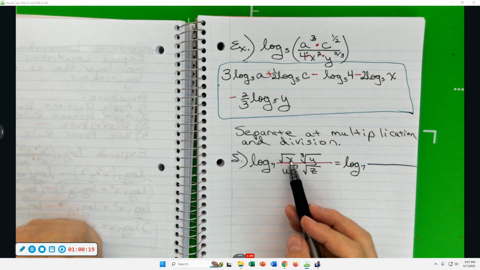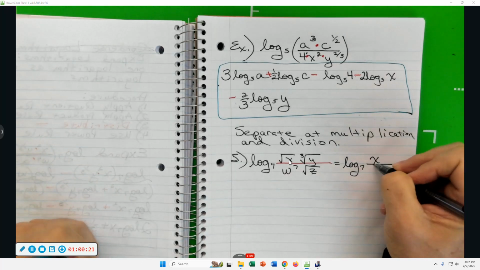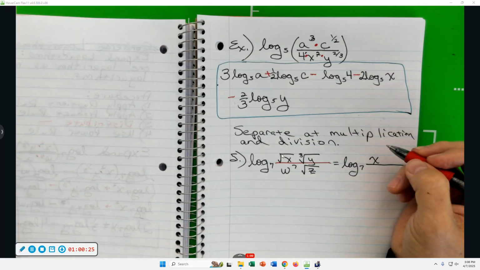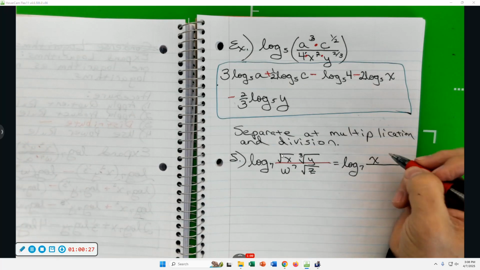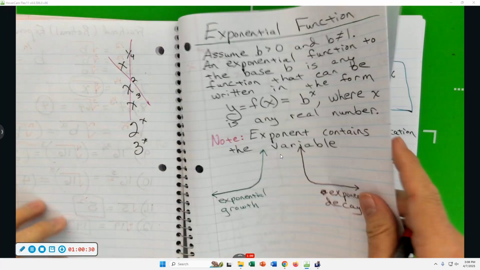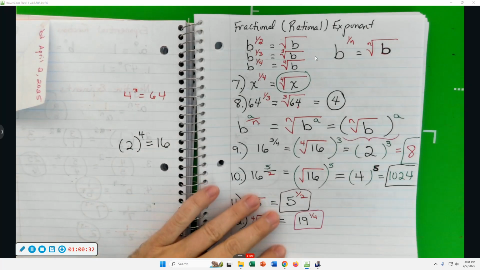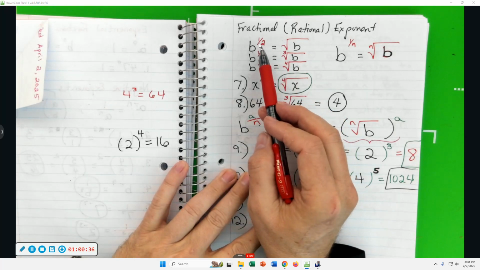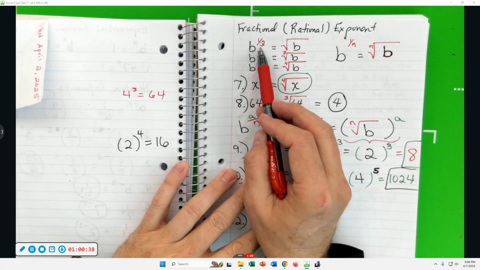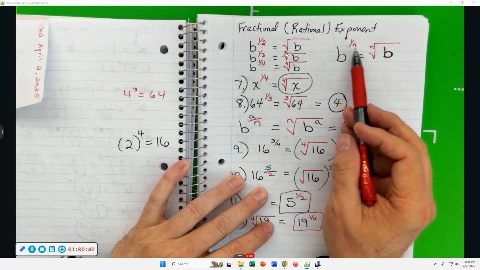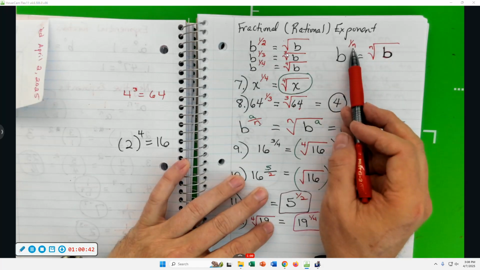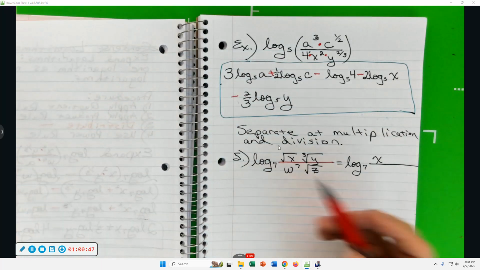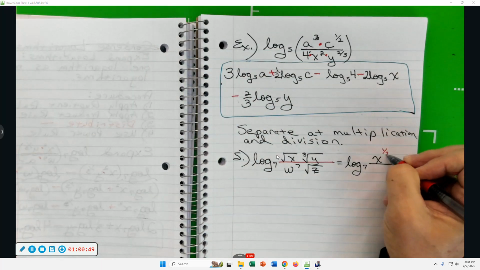The square root of x. What exponent is the same thing as the square root of x? A square root is the same thing as the exponent 1/2. And in general, an nth root is the same thing as the exponent of 1 over n. So that square root of x, that's the same thing as x to the 1/2.